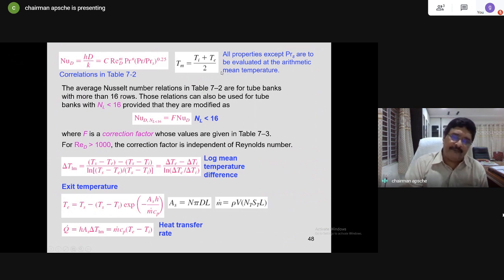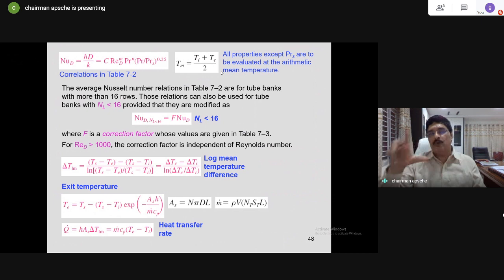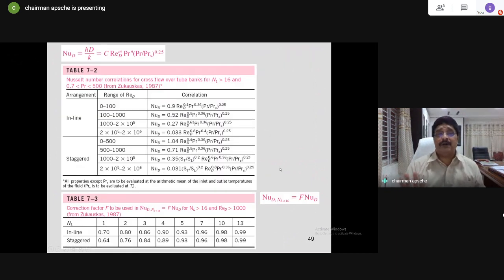Again, the parameters of the fluid you are going to estimate at the film temperature, the average temperature between the surface and the fluid. So far, I have talked to you about flow over a flat plate, flow over a cylinder or a sphere, and a bank of cylindrical tubes. All these equations, everything is the same. It's all about calculating Prandtl number, Reynolds number, and Nusselt number. That's it. But make sure that you are fully aware of the characteristic dimension.